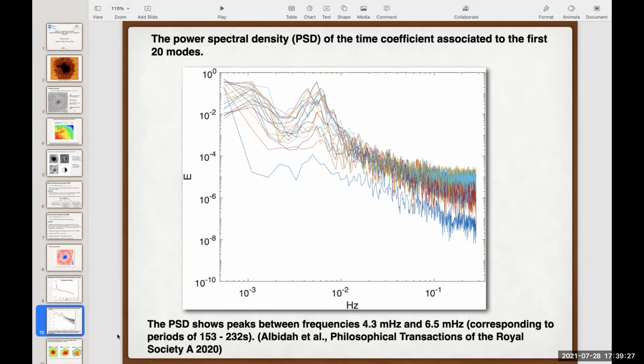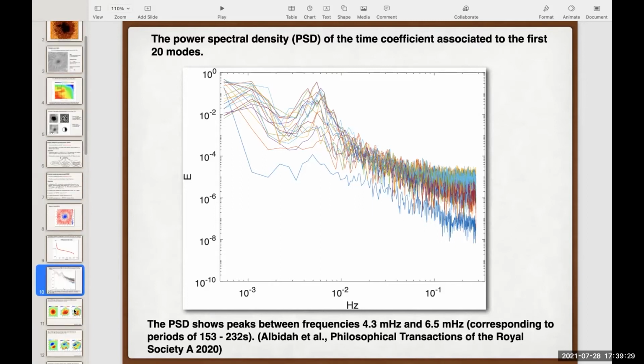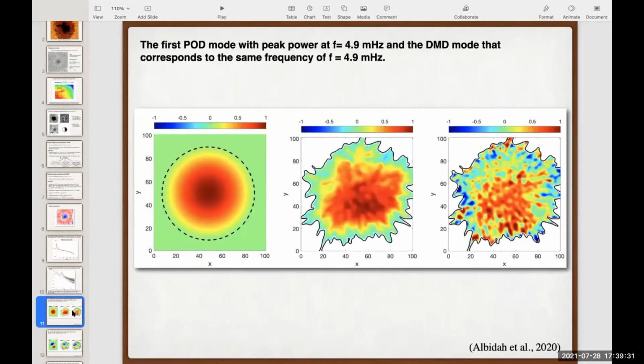The first mode that we have identified by POD and DMD is the fundamental sausage. By fundamental sausage, we mean having one single node in the radial direction. On the left of this figure, we have the model that we are comparing our observational signals with.